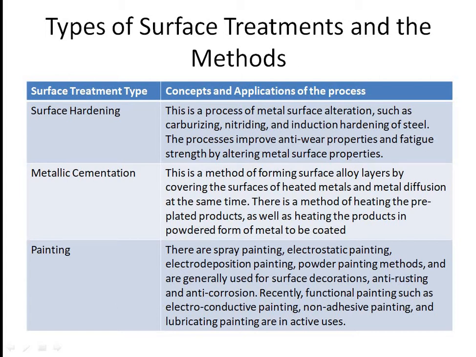Now next is metallic cementation. This is a method of forming surface alloy layers by covering the surface of heated metals and metal diffusion at the same time. There is a method of heating the pre-plated products as well as heating products in powdered form of metal to be coated.